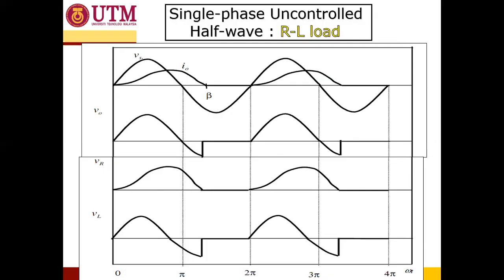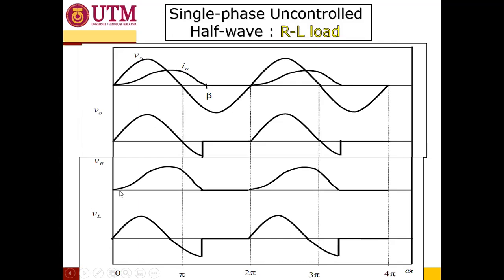Okay, so this is the waveform associated with the single phase uncontrolled inductive load, where as you can see, this is the current, this is the voltage source, this is the voltage across the output terminal, and this is VR and VL. And I would like to highlight that VR plus VL is equal to V out.